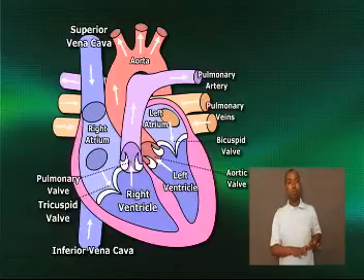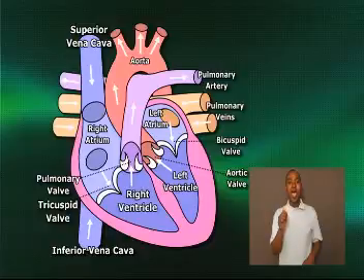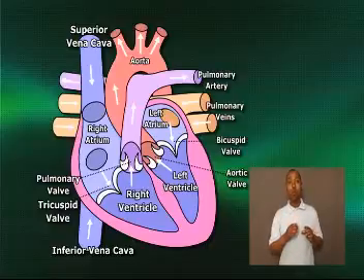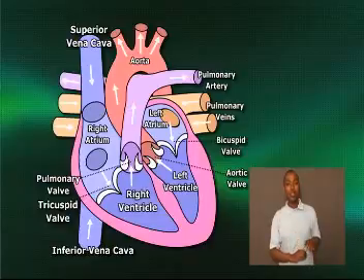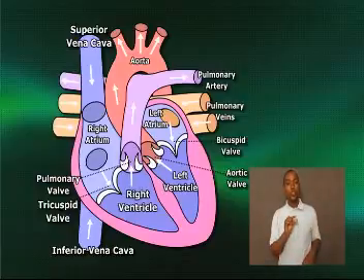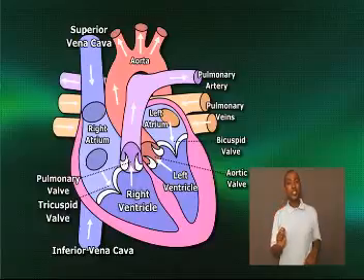The aorta, the largest artery in the body, originates from the left ventricle. The aorta extends down to the abdomen, where it branches off into smaller arteries. The aorta distributes oxygenated blood to all the parts of the body through the systemic circulation.